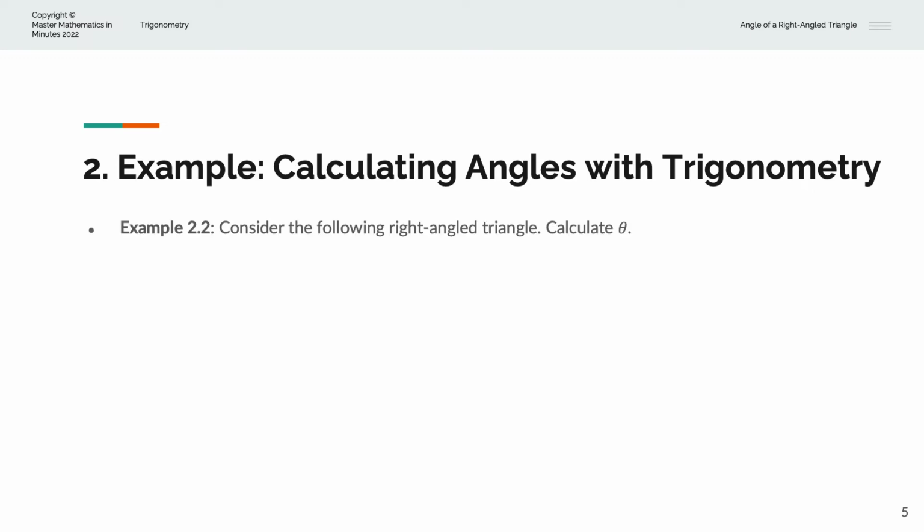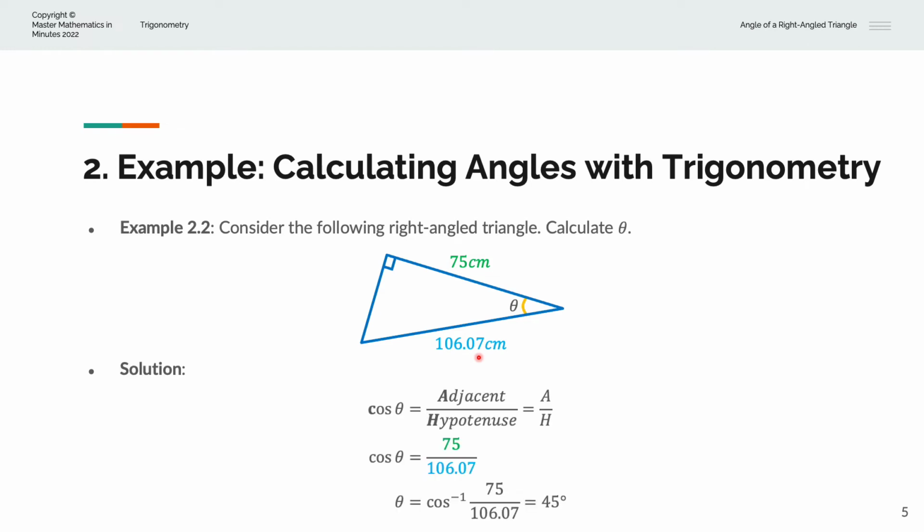In the second example, we'll also consider the following right angle triangle, and we'll also calculate the angle theta. So we're given this side, which is next to theta, and that is the adjacent side of 75 centimeters. And we're also given this side of the triangle, which is opposite the 90-degree angle, and that is the hypotenuse. So the function that relates the adjacent side A and the hypotenuse side h will be the cos function. And so we'll select the cos function in this case.